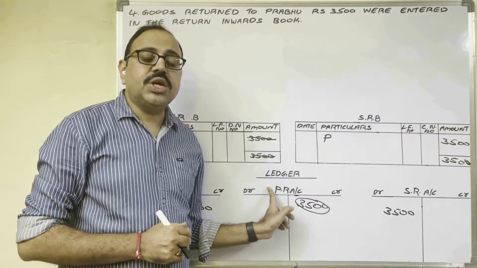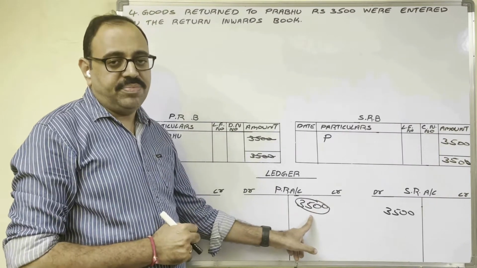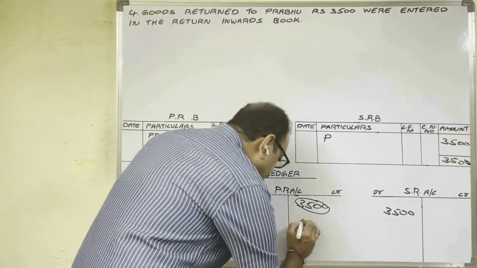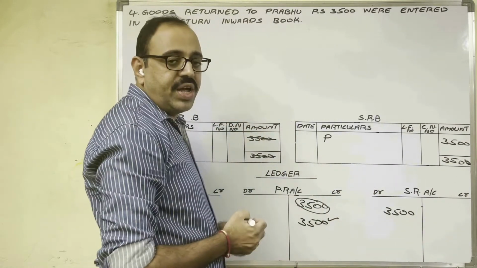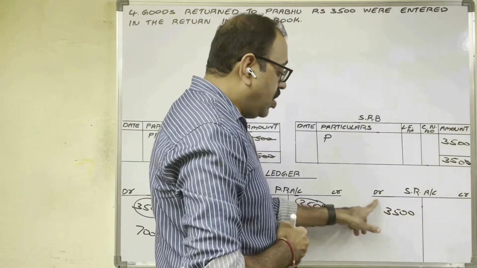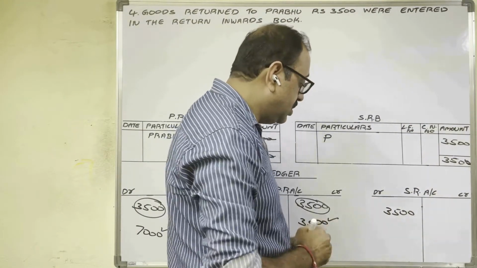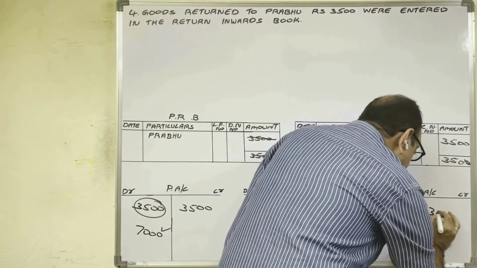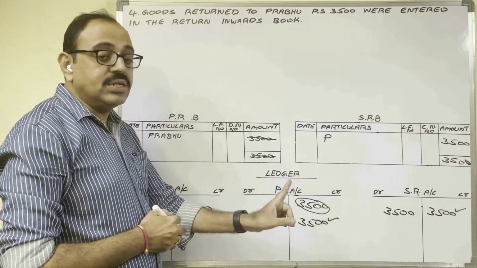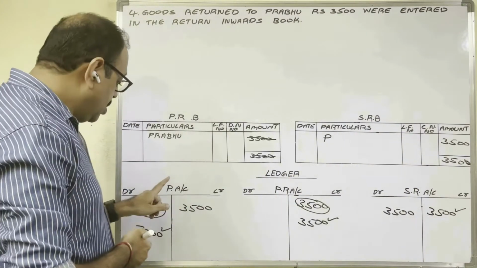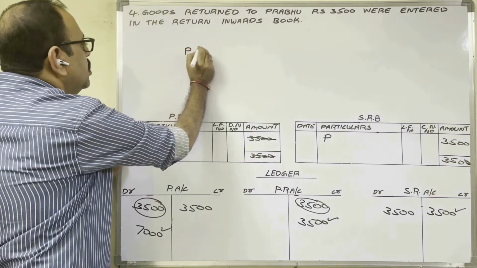In purchase returns account, the mistake is they have not credited 3,500. To rectify that, credit purchase returns account with 3,500. Here they wrongly debited 3,500. Now we should cancel this. For that, credit 3,500 in sales returns account. Based on the answers, frame the journal entry. Prabhu account should be debited with 7,000 rupees.